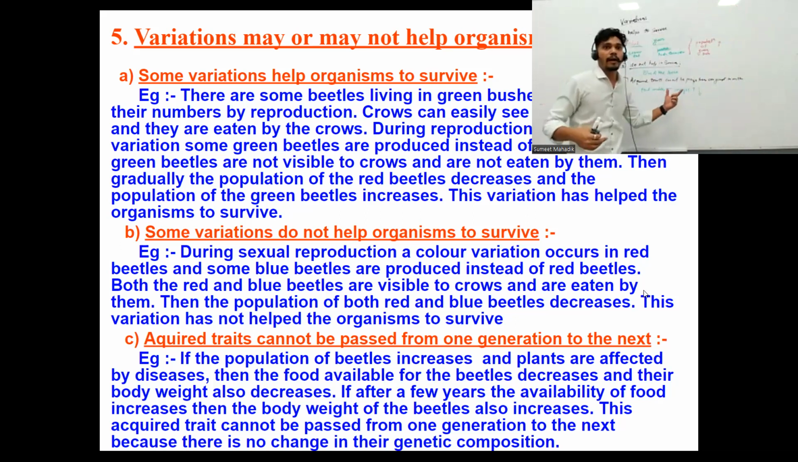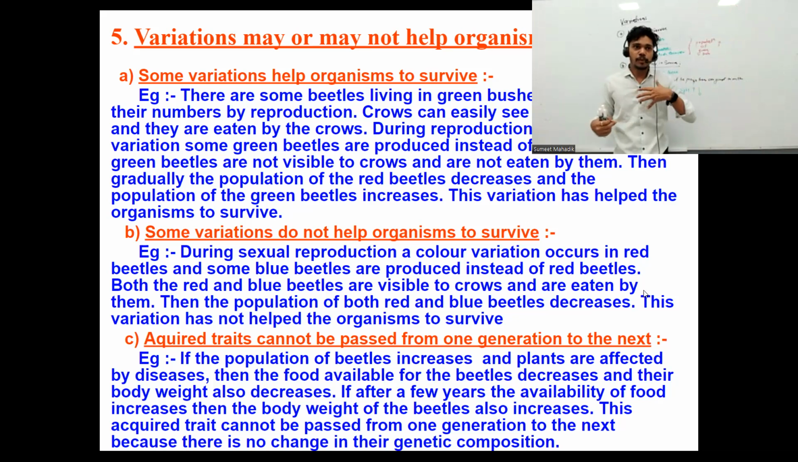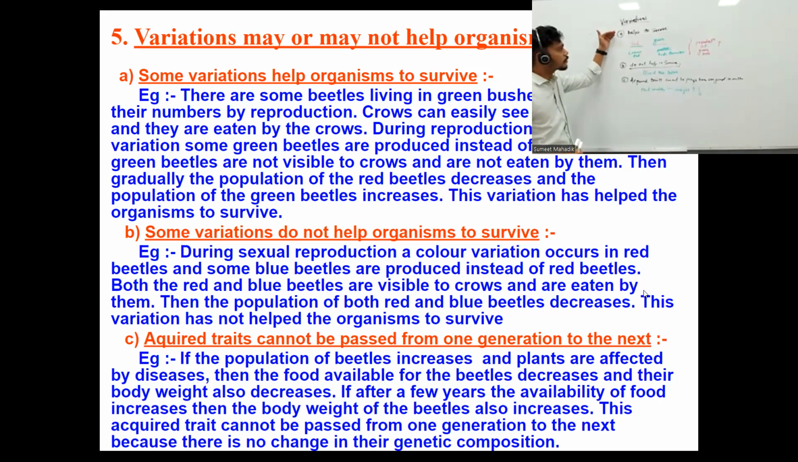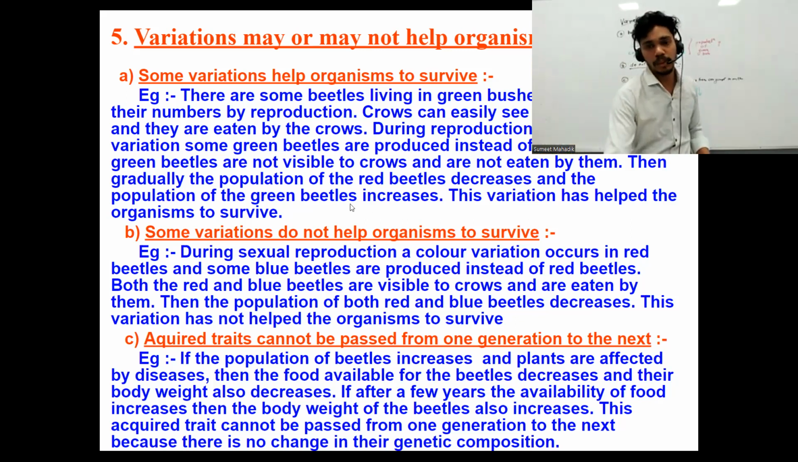So it is acquired, but I can't transfer this information to my child. I can't transfer it, like, if you get food, grow in size. I can't do that. Okay. So these are the two things: traits that help to survive, and traits that do not help in survival. Acquired traits cannot pass from one generation to another generation. This point is very clear.